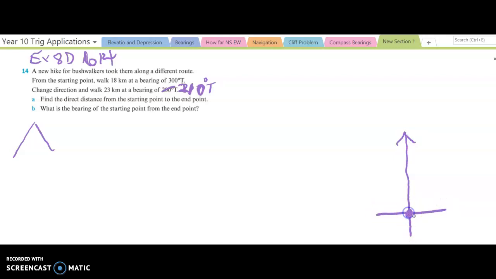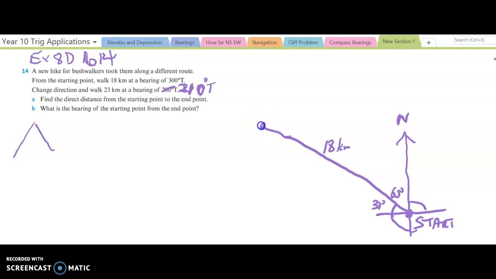That's my starting point, start. And I'm heading on a bearing of 300 degrees T, so I go through 90, 180, 270. To get to 300, I need to go through, and that's 30 degrees there. Obviously, this is 60 degrees. I do that for a distance of 18 kilometers.